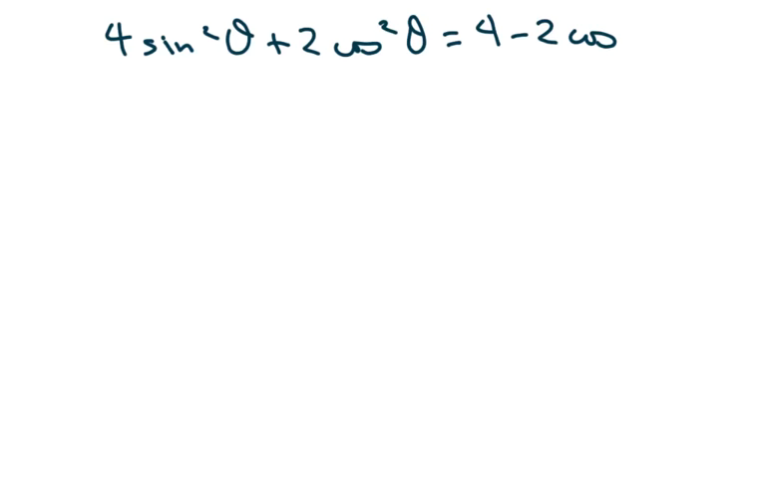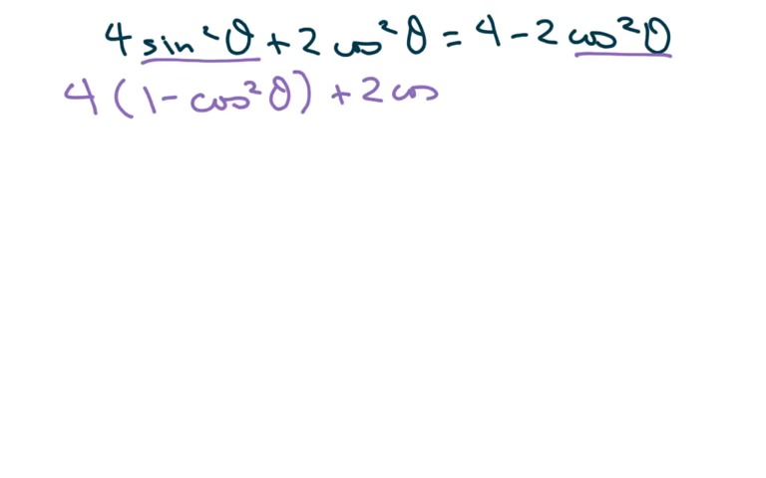Okay, the next one is very similar. We have 4 sine squared of theta plus 2 cosine squared of theta equals 4 minus 2 cosine squared of theta. Again, this side only has cosine squared and we have a sine. So I'm going to substitute with my Pythagorean identities and change this to cosine squared of theta. Distribute.